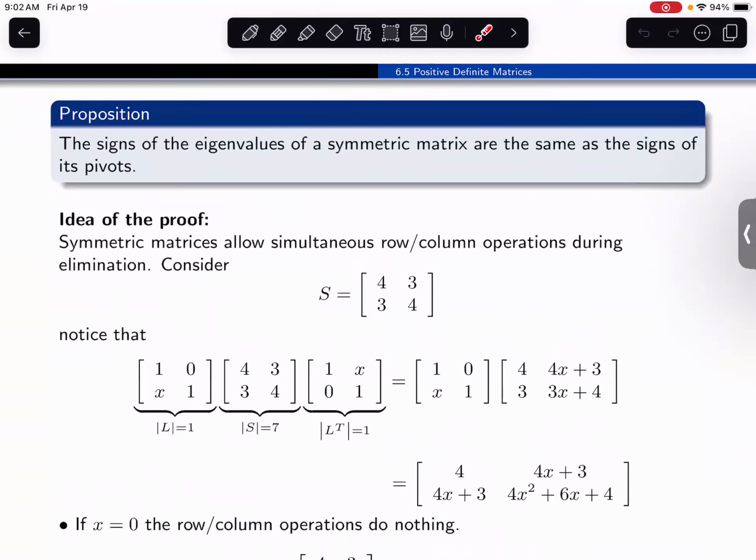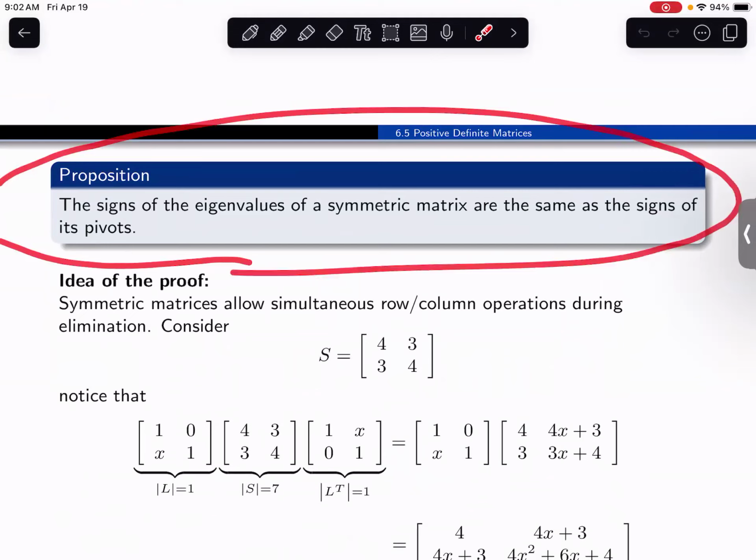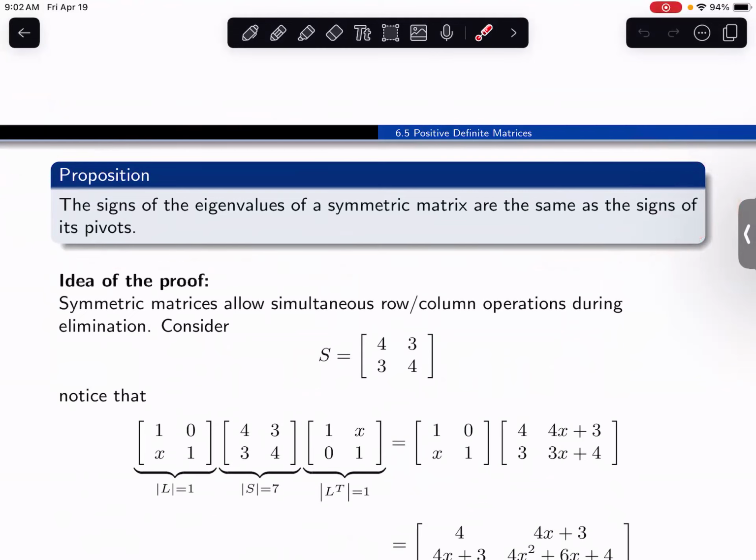But we have the following proposition, which I don't really know how useful it is. The statement of this proposition was throwing me off a little bit, because to me it seems kind of clear. It says that the signs of the eigenvalues of a symmetric matrix are going to be the same as the signs of its pivots.